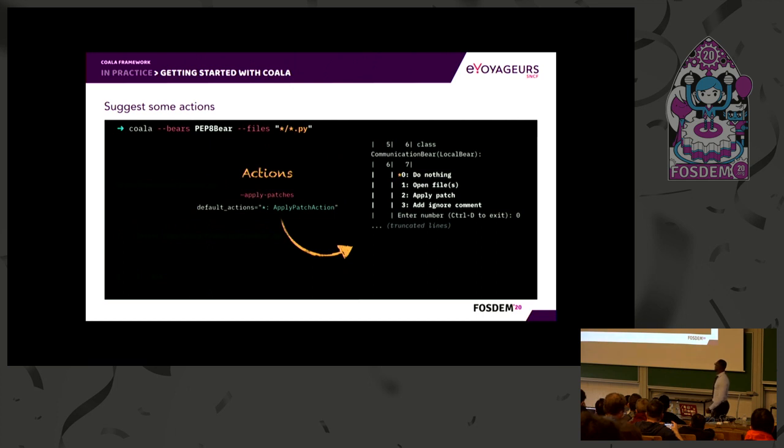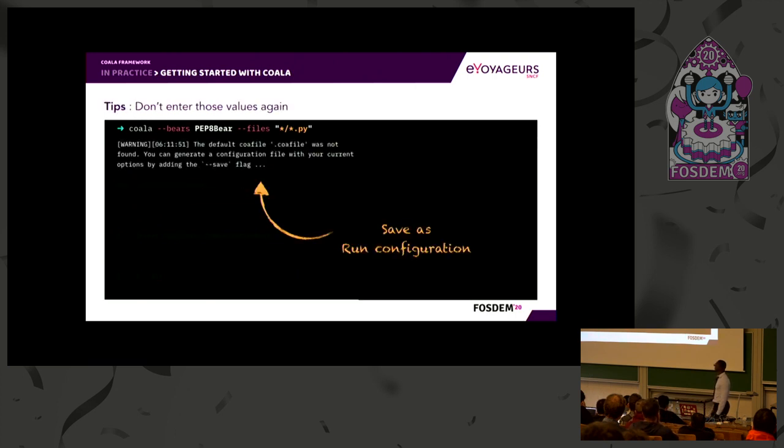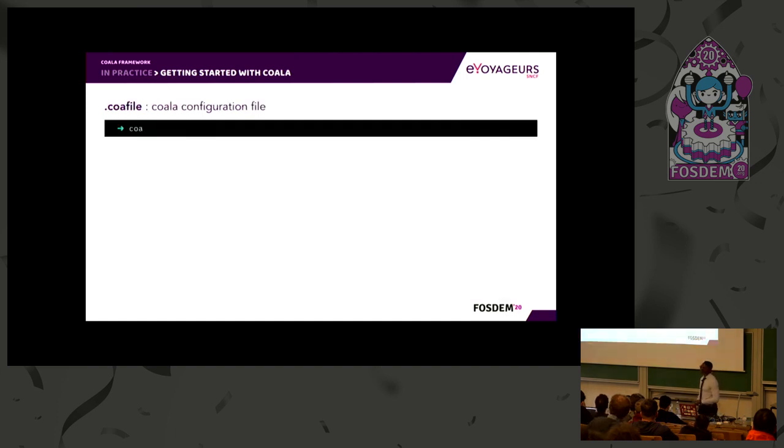You can either do nothing, or open the files, apply the patch, which means make the code compliant, and also ignore the command. You can also pass apply patch at the command line to do the apply patch action directly. You also have another option to specify which action you need to do. As you have noticed, the tool also recommends you to use --save to save your configuration.